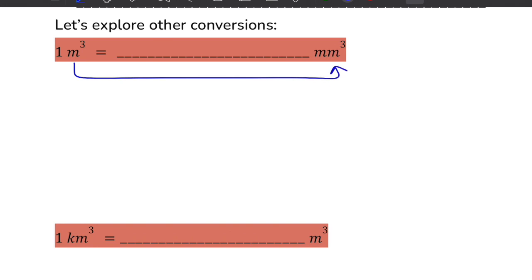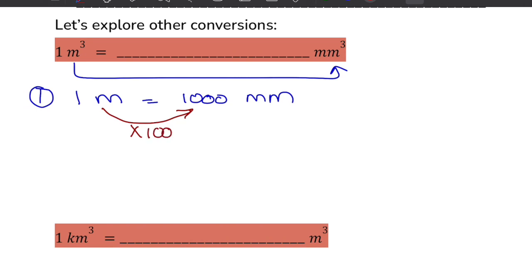Okay, they're both cubed. So the first step will be to write the conversion factor when the units are not cubed. So from your formula sheet, you should see that 1 meter is equal to 1,000 millimeters. Okay. And now recall again, you see how this is meters? I'm lining up the units. Okay. Now, to go from meters to millimeters, the number is getting larger. We're going from 1 to 1,000. That means we are multiplying by 1,000 because 1 times 1,000 is 1,000.